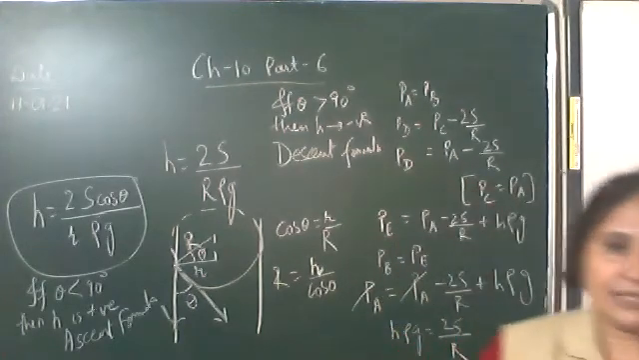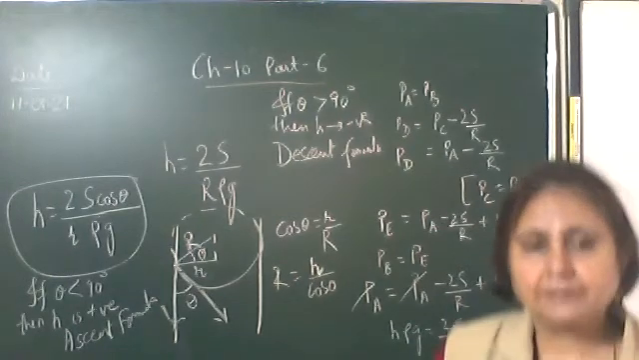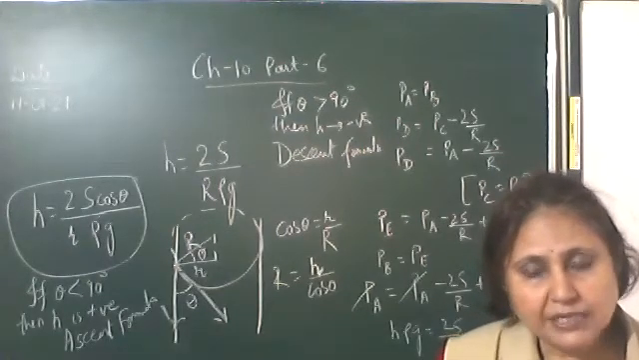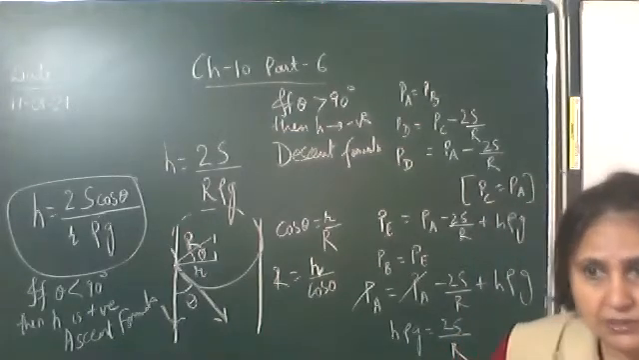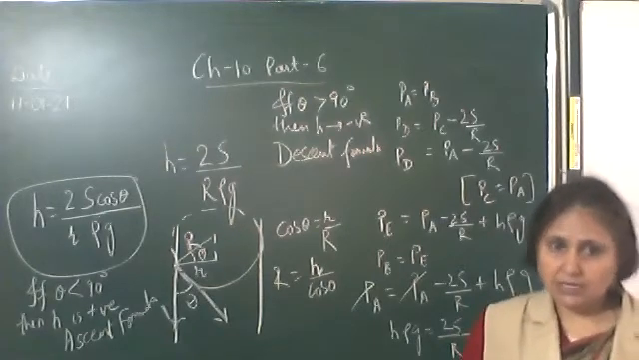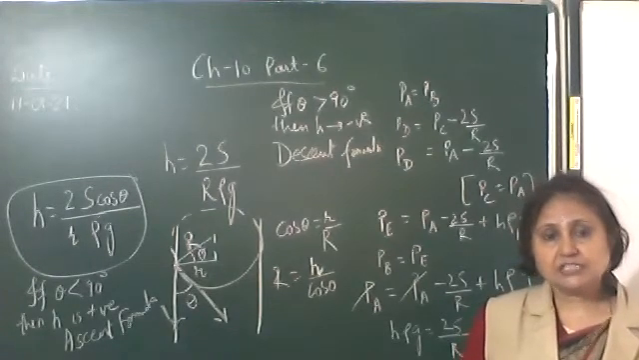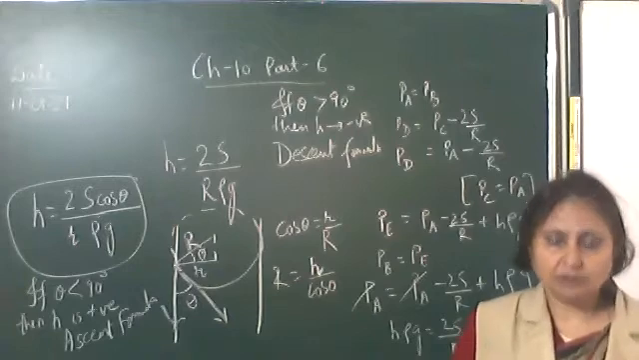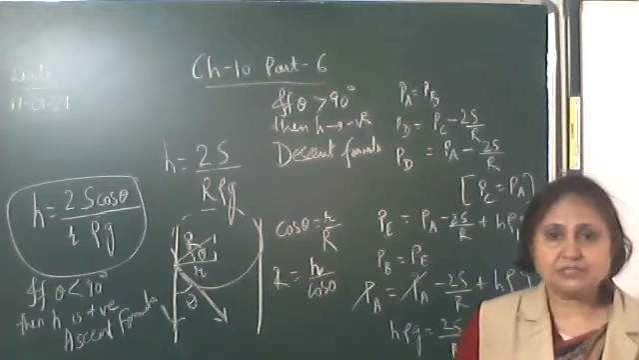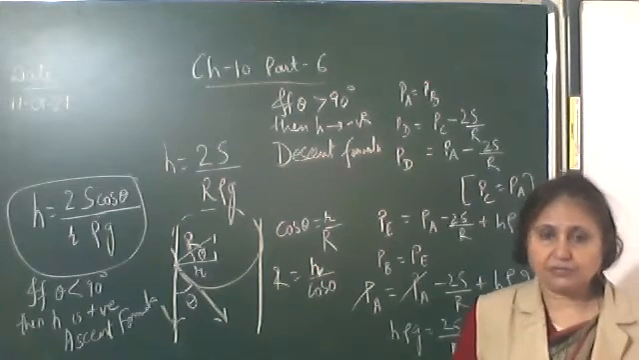So write down factors affecting surface tension. Write the first one. Highly soluble substances increase surface tension, whereas sparingly soluble substances, or we may write, less soluble substances, decrease the surface tension of the liquid.